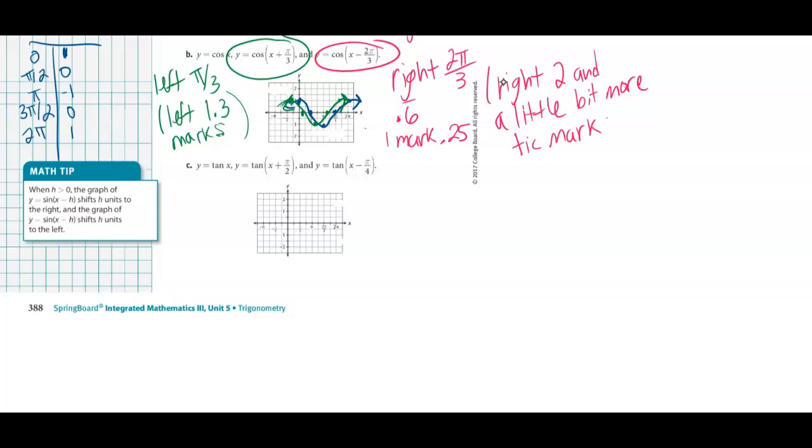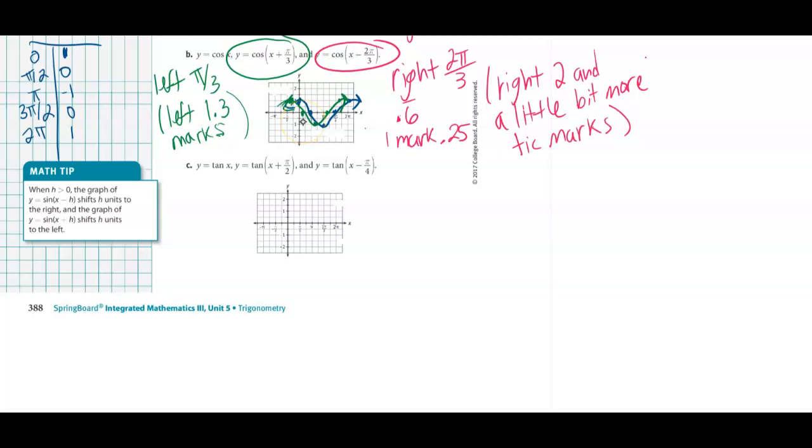Again, I'm not going to be super picky, because honestly, I won't be able to tell from your graphs if you went 2.5, 2.3, or 2.7. It all looks the same. So I'm just going to be happy if you understand roughly how far you're moving. Even if you have me again next year in pre-calc, that's how I'm going to teach you to do it. Just understanding that it is shifting right is the idea here.